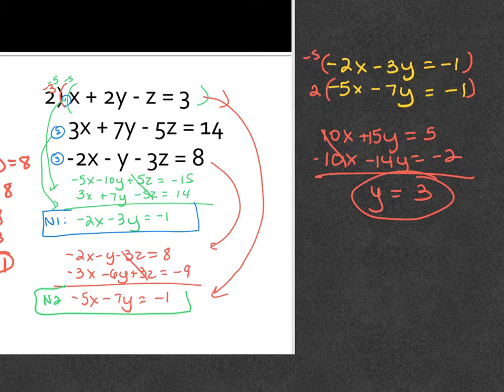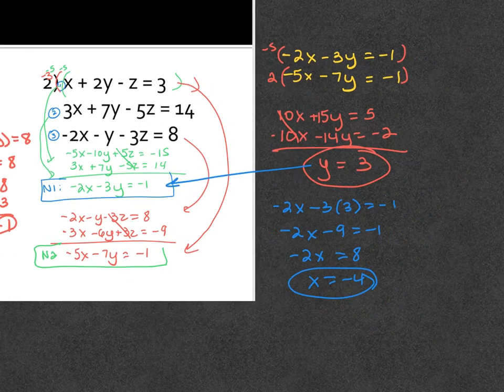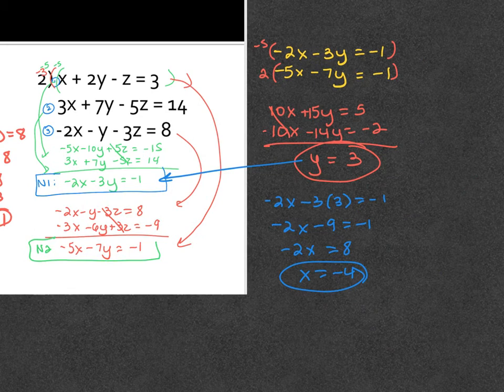I'm going to pick one of the new ones to plug it into. So let's say I take this one. Negative 2x minus 3 times 3 equals negative 1. Negative 2x minus 9 equals negative 1. Negative 2x equals 8. X equals negative 4. There's my second variable.